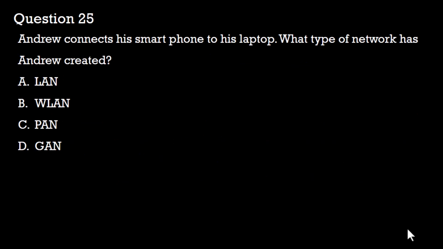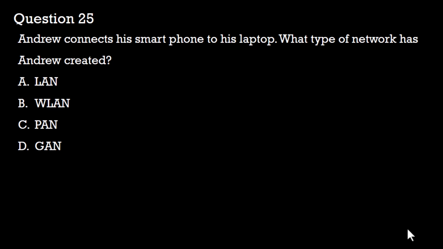Question 25. Andrew connects his smartphone to his laptop. What type of network has Andrew created? A. LAN. B. WLAN. C. PAN. D. GAN. A LAN is a local area network, and it is used to connect devices over a relatively small area, like within a home or an office building.